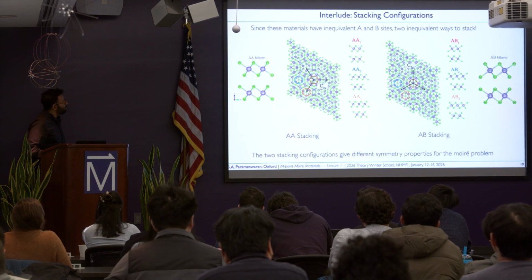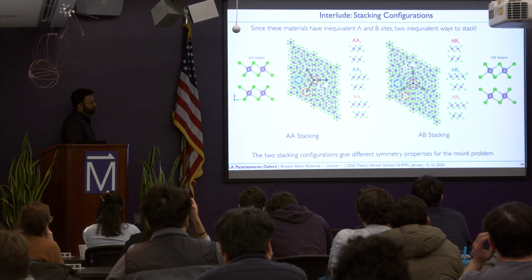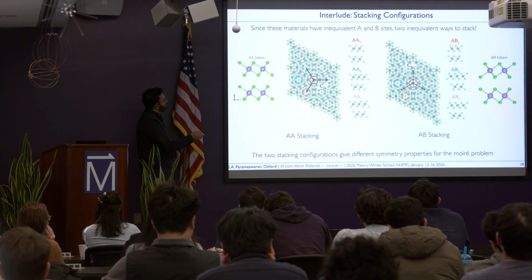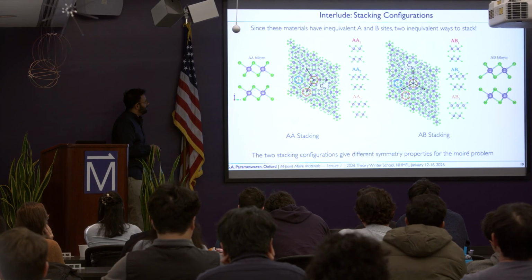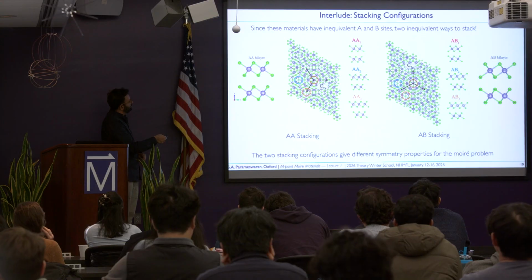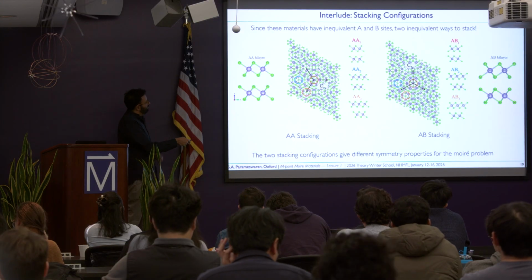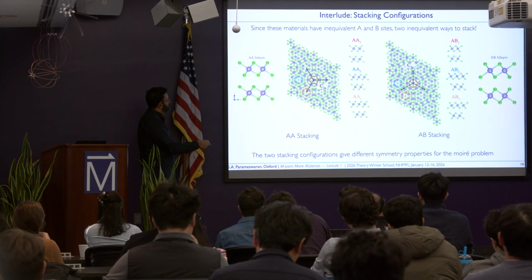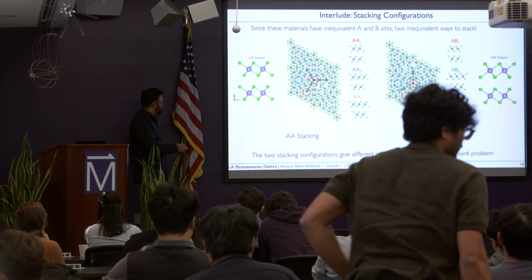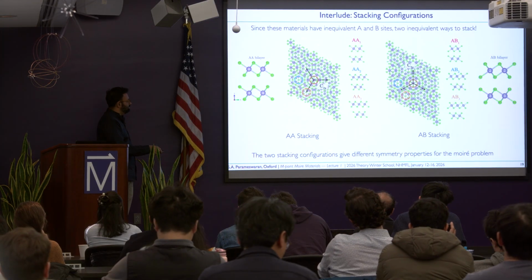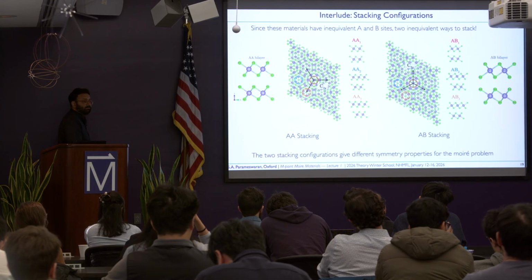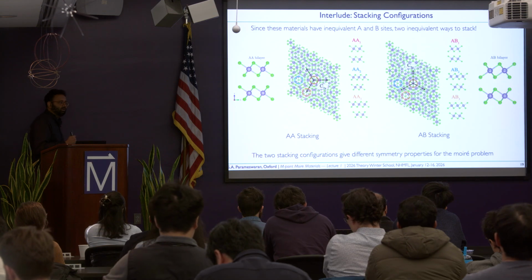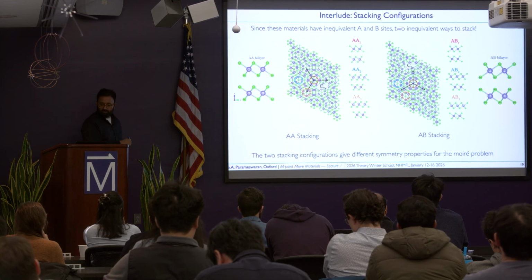Okay? So a second piece is that you would have noticed that these materials have inequivalent A and B sites. And so there are two inequivalent ways you can stack. You can have an AA bilayer that's stacked this way, or you can have various types of AB type stackings. In the AB bilayer, you can stack it this way. So there's sort of the picture over here. And what we'll find is that the two stacking configurations will give you different symmetry properties for the moiré problem. So in the two stackings, we'll have to think a little bit about how to implement symmetries while thinking about the moiré picture.